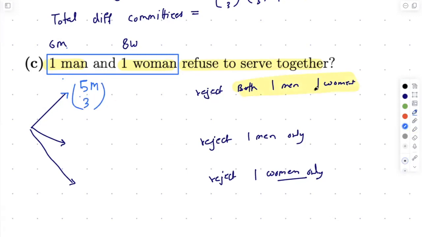And because I need to just remove one woman also. How many women were there? 8 women. So only 7 women are available to be part of the committee, and you have to choose 3. This is the first way.